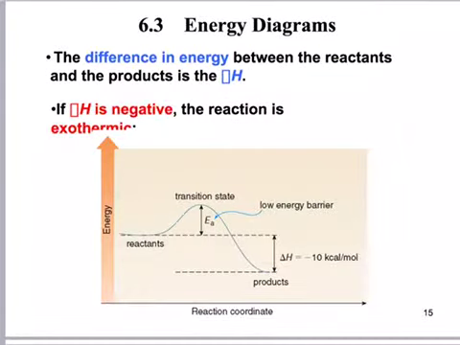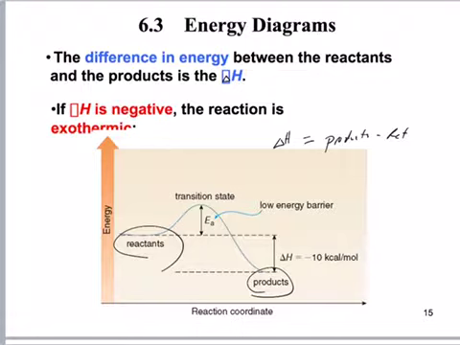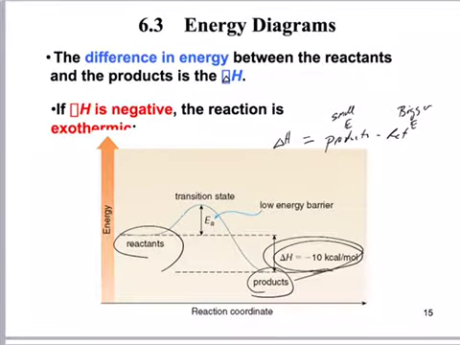And the difference in energy between the reactants and the products is delta H. And since this is products minus reactants, products minus reactants gives us our delta H. Okay? The products are smaller energy. The reactants are bigger energy. This is going to be a negative value. Then the enthalpy is negative 10 kcals. That is an exothermic reaction.